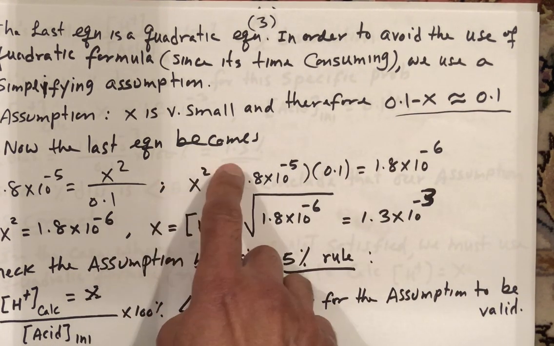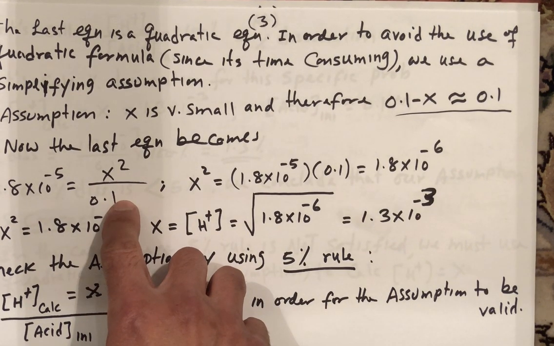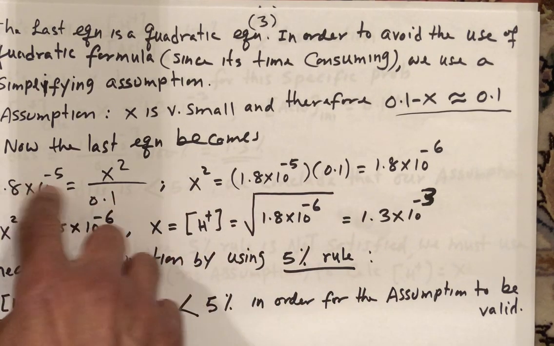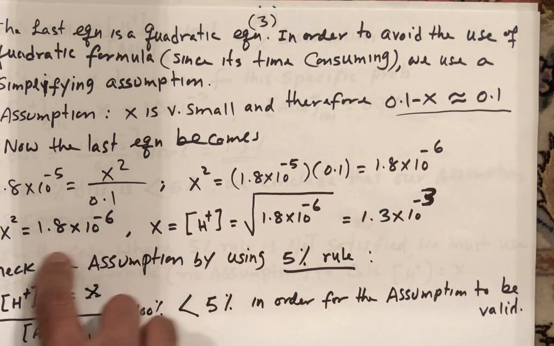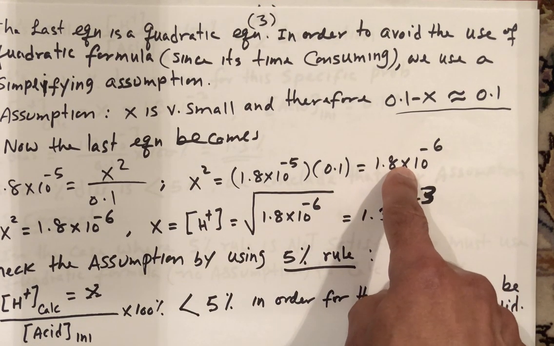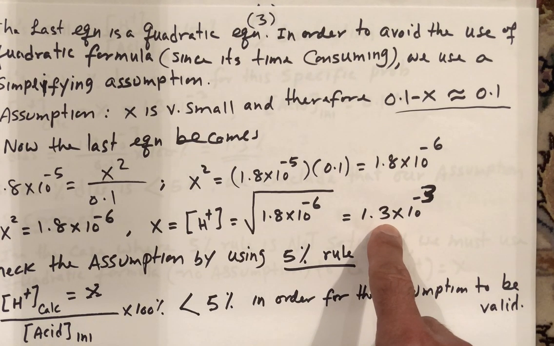Now the last equation becomes 1.8 times 10 to the negative 5 equal to X squared divided by 0.1, and X squared is basically the cross product here, and then X becomes the square root of that number, which is 1.8 times 10 to the negative 6, and that's 1.3 times 10 to the negative 3.